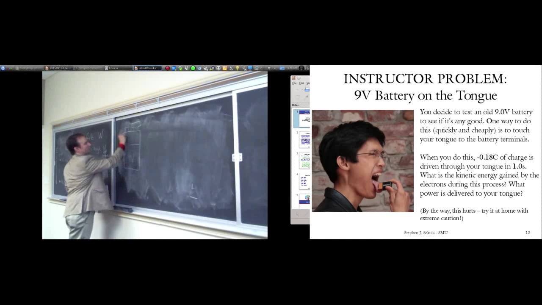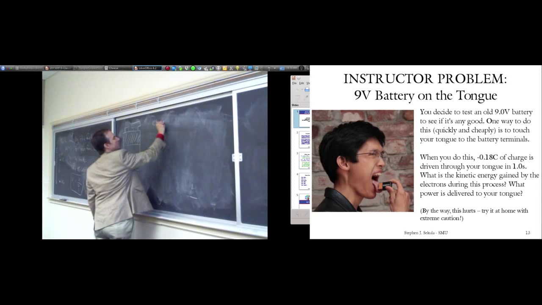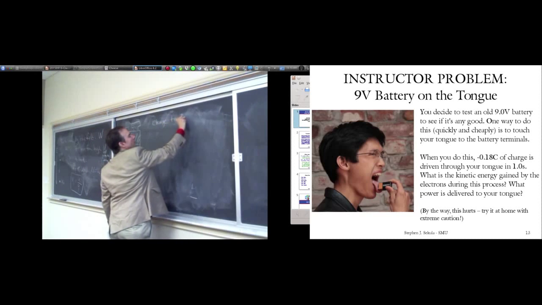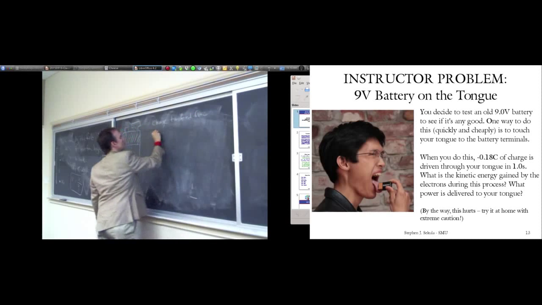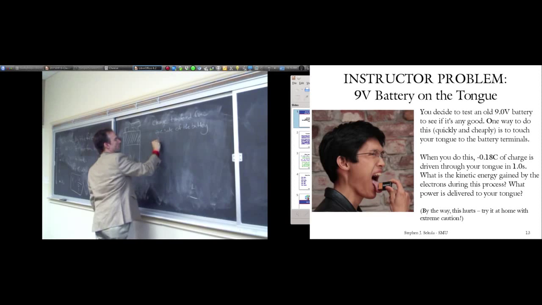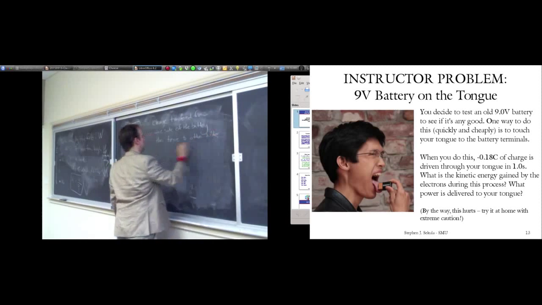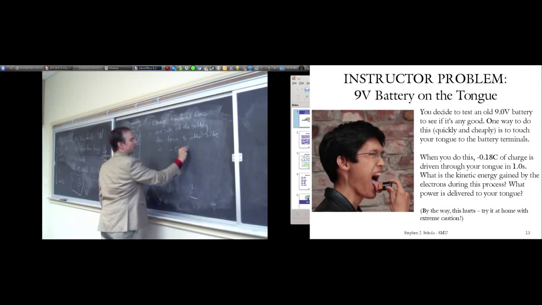So here's our 9-volt, and we'll do an homage to the copper top battery by making it look like that with a little design on it, so you know which end is up. So there's your 9-volt battery, and you're going to touch this to your tongue. You're going to stick your tongue out like that. And when you do this, the charge transferred from one terminal side of the battery through your tongue to the other side is negative 0.18 coulombs.